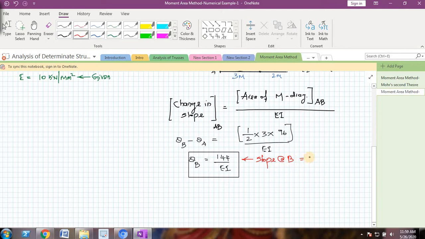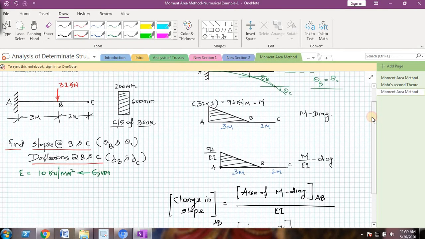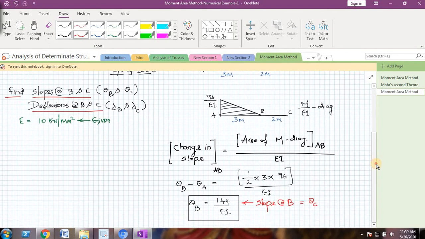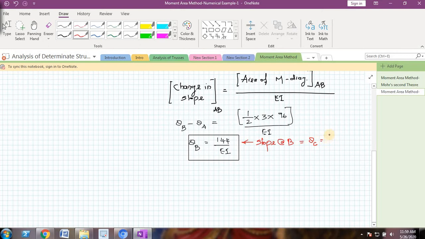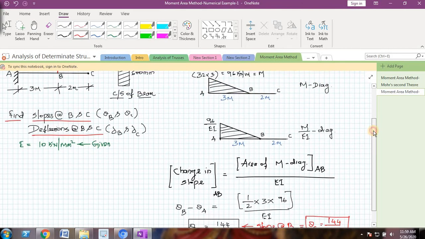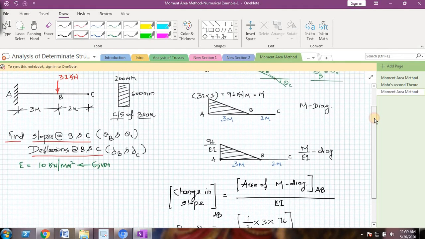And this is also equal to theta C. I told you initially itself, because the slopes are very small, theta B is always equal to theta C. So this is also 144 by EI. So here now we have found the slopes at B and C.